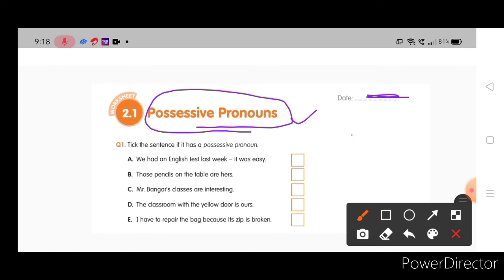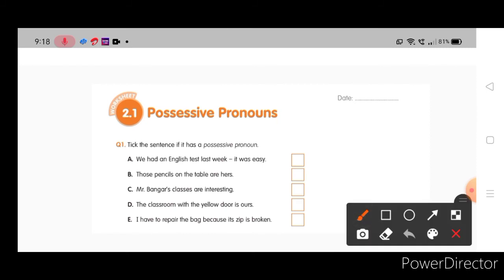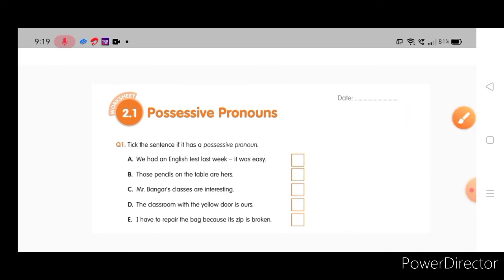And what are these possessive pronouns? Hers, mine, its, theirs, ours. So all S forms will be there. That is one point you have to remember. And the next one is, they don't have the apostrophe, like hers. It is just written like this. The apostrophe won't be there. Okay, that you have to keep in your mind.